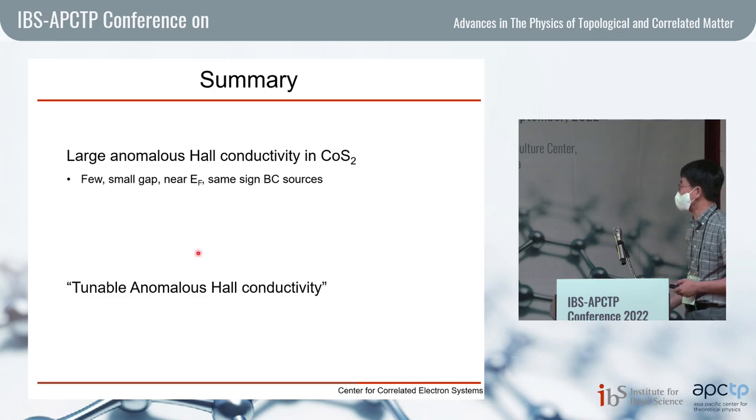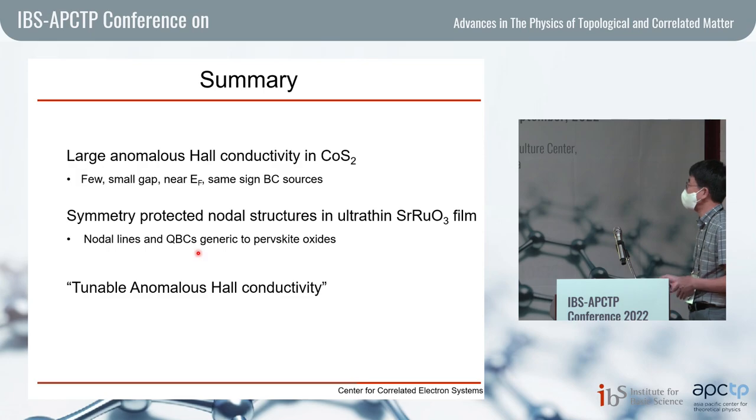So here is my summary. It's very simple. We saw large anomalous Hall conductivity in cobalt disulfide, and we also have symmetry protected nodal structures in ultra thin strontium ruthenate film, and both have tunable anomalous Hall conductivity as the invariant. Okay, thank you for your attention.